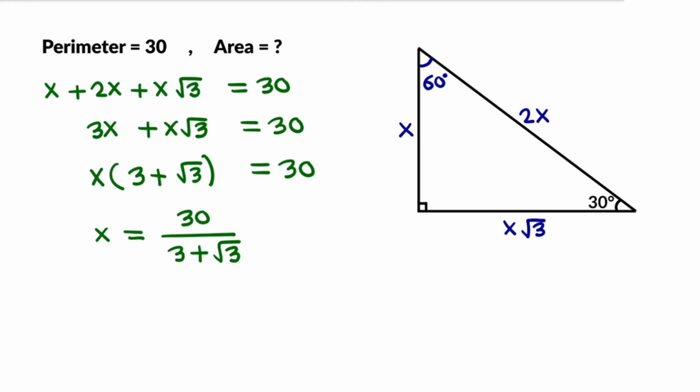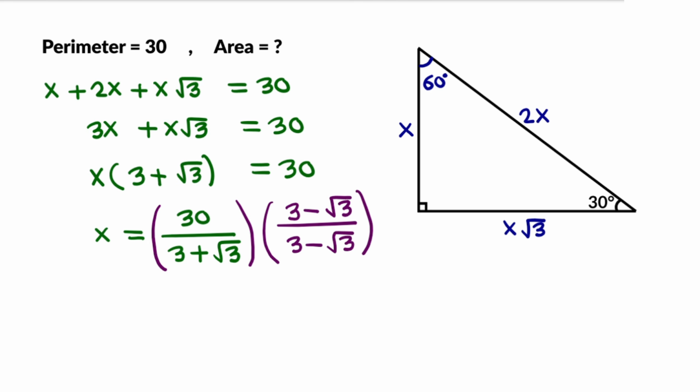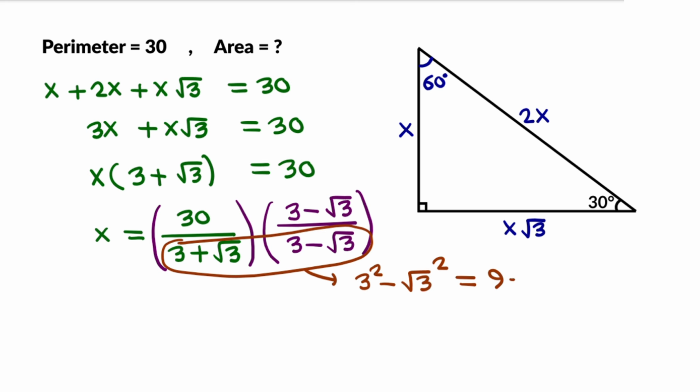But we don't like radicals in the denominator. So let's rationalize. Multiply the top and bottom by the conjugate, 3 minus square root of 3. Using the identity, a plus b times a minus b equals a squared minus b squared, the denominator becomes 3 squared minus square root of 3 squared. That's 9 minus 3, which equals 6.